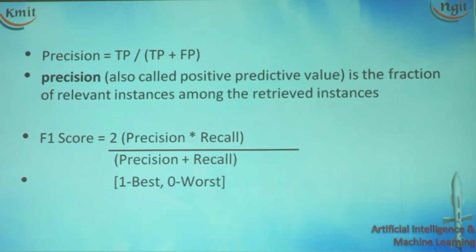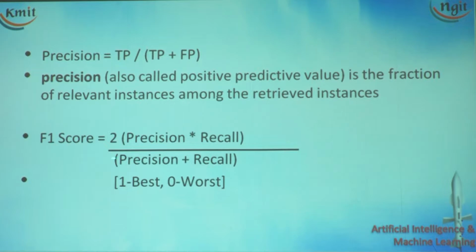Where is that false positive? False positive is on this side. Actually it is predicted as positive, but it is false. So overall positive predictions: how many are predicted positive? Overall all the positive predictions. Right? Now that is the precision.